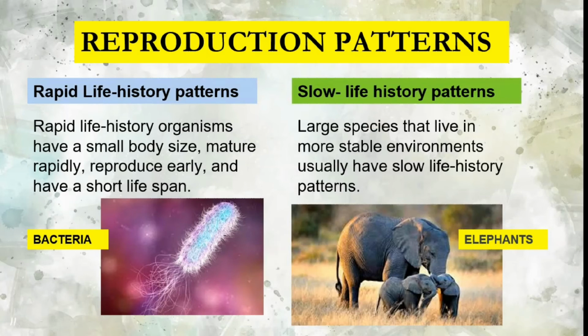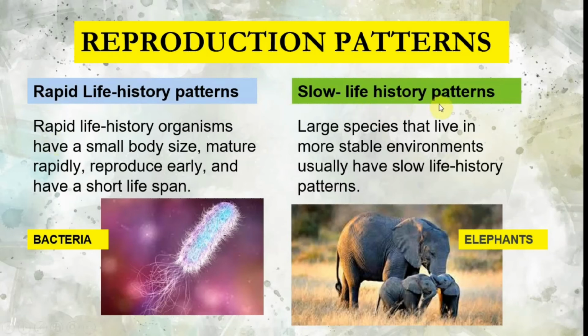Reproduction patterns. The rapid life history patterns. Rapid life history organisms have a small body size. They mature rapidly, reproduce early, and have a short lifespan. So, for example, bacteria is a good example of an organism with rapid life history patterns.